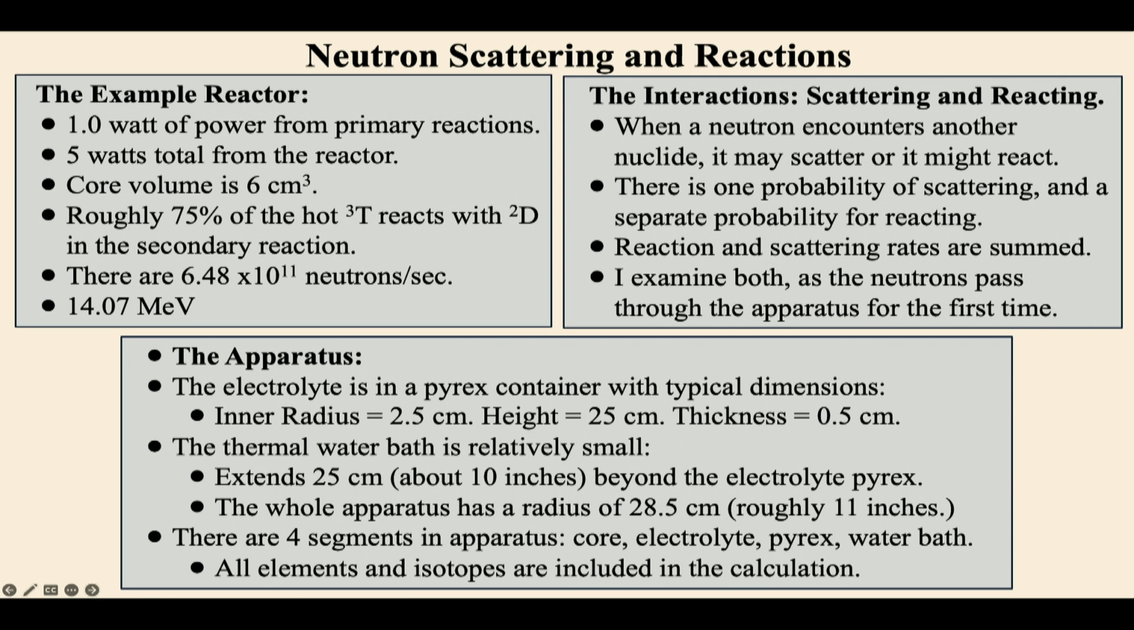I have examined both as the neutrons pass through the apparatus for their first interaction. Here you see a description of the apparatus, the typical dimensions, except that the water bath is somewhat small. The entire thing has a radius of only 28.5 centimeters. That's about 11 inches. I have divided the apparatus into 4 segments: the core, the electrolyte, the Pyrex, and the water in the water bath.